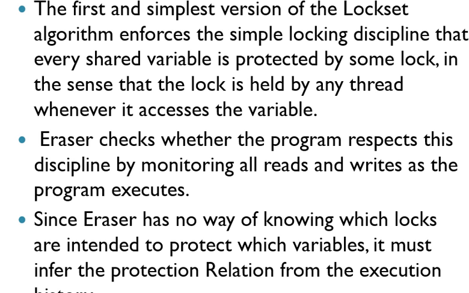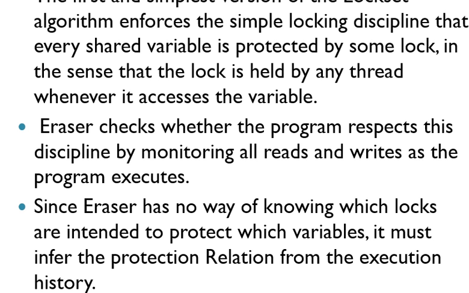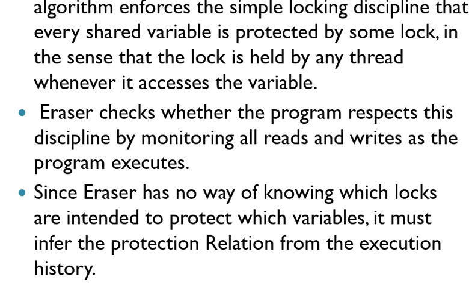The first and simplest version of the lockset algorithm enforces the simple locking discipline that every shared variable is protected by some lock, in the sense that the lock is held by any thread whenever it accesses the variable. Eraser checks whether the program respects this discipline by monitoring all reads and writes as the program executes. Since Eraser has no way of knowing which locks are intended to protect which variables, it must infer the protection relation from the execution's history.